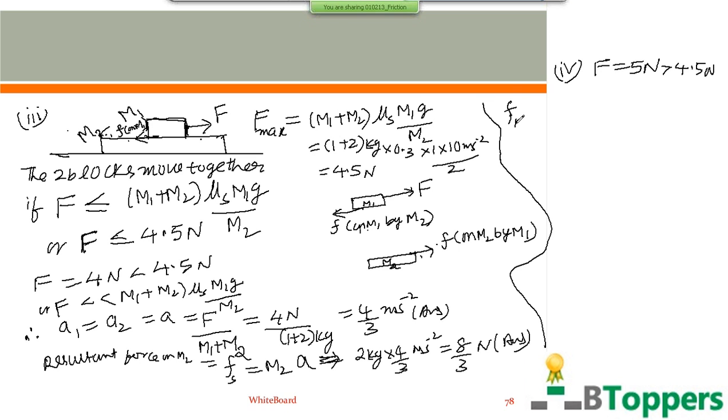So the magnitude of kinetic friction between the two blocks is equal to the product of the coefficient of kinetic friction and the magnitude of the normal reaction between the two blocks. The normal reaction on M1 by M2, as we discussed in the past, has magnitude M1 g. So for the magnitude of kinetic friction, mu k is given to be 0.2, M1 equals 1 kg, g is 10 meter per second square. So the magnitude of kinetic friction between the two blocks is 2 newton.